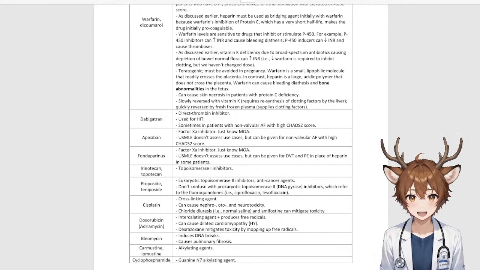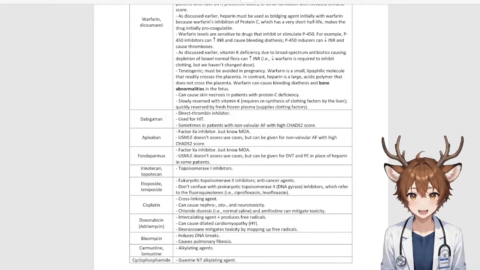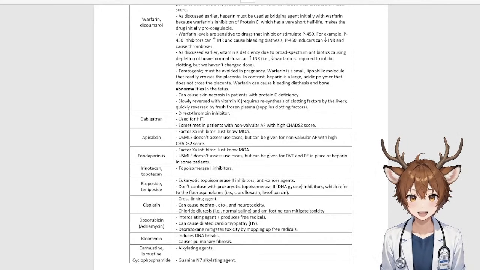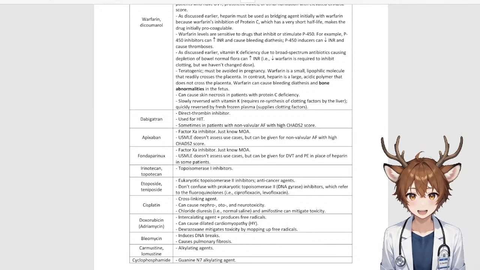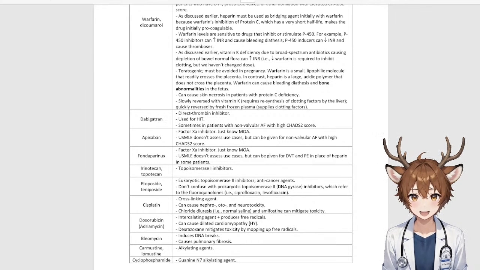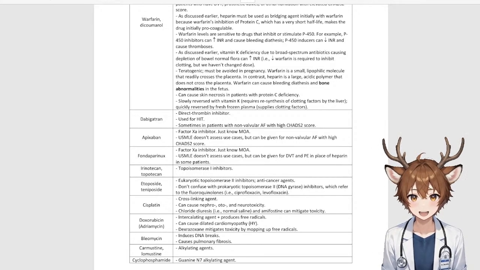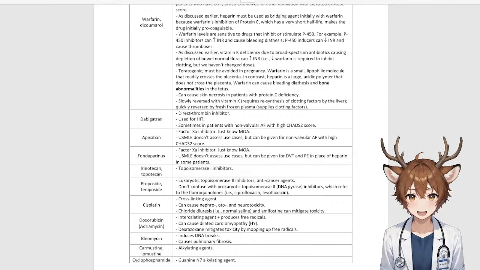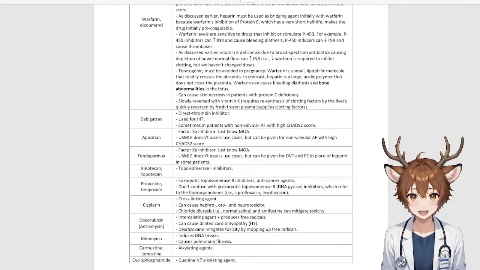Irinotecan and topotecan, topoisomerase 1 inhibitors. Etoposide, teniposide, eukaryotic topoisomerase 2 inhibitors, anti-cancer agents. Do not confuse with prokaryotic topoisomerase 2 DNA gyrase inhibitors, which refer to fluoroquinolones, i.e. ciprofloxacin, levofloxacin. As far as I'm aware, topotecan and irinotecan are also these sort of anti-growth cancer drugs. So now we're talking about cancer drugs. So irinotecan, topotecan, etoposide, teniposide.